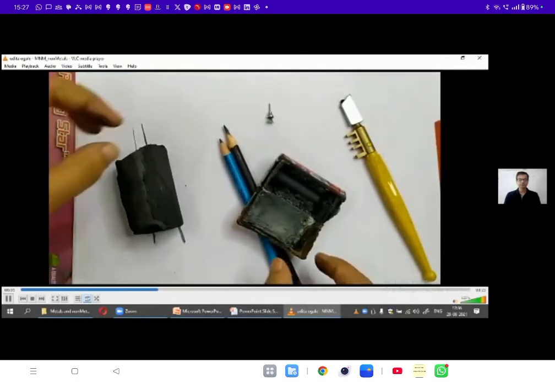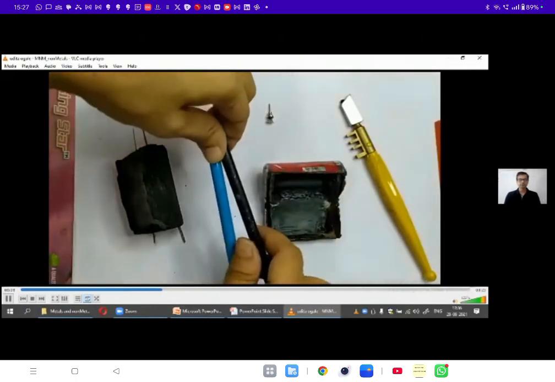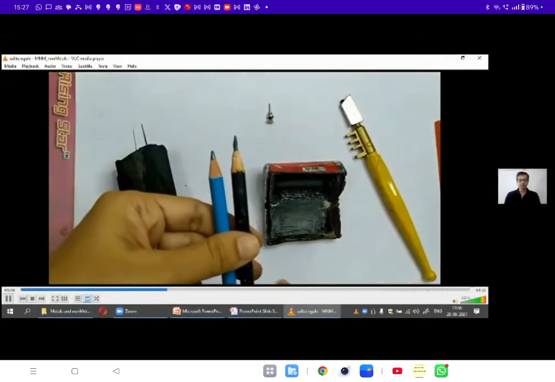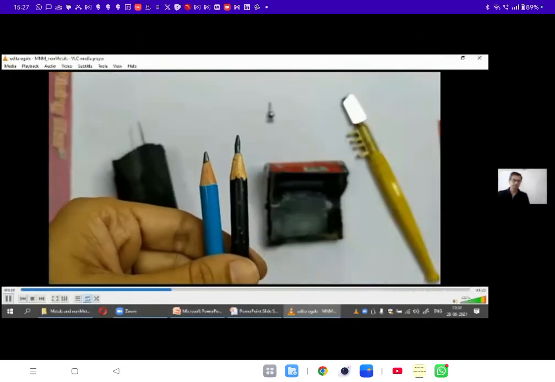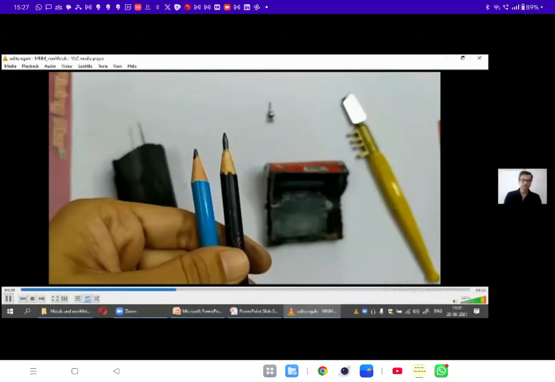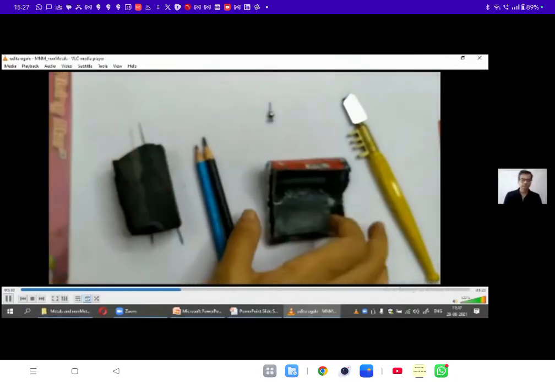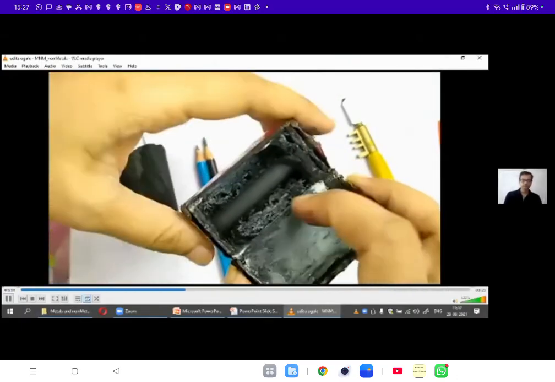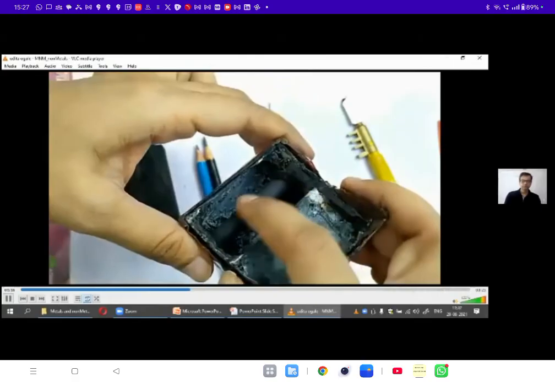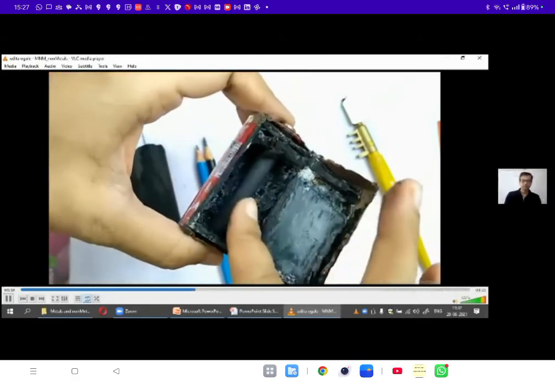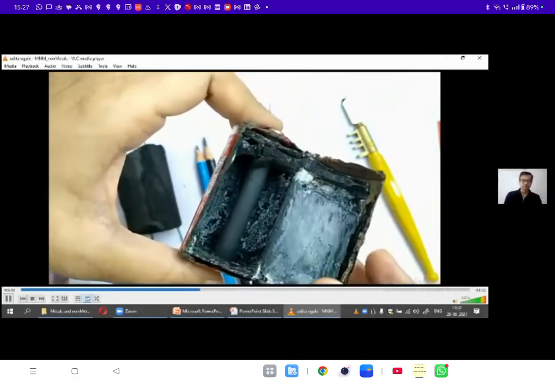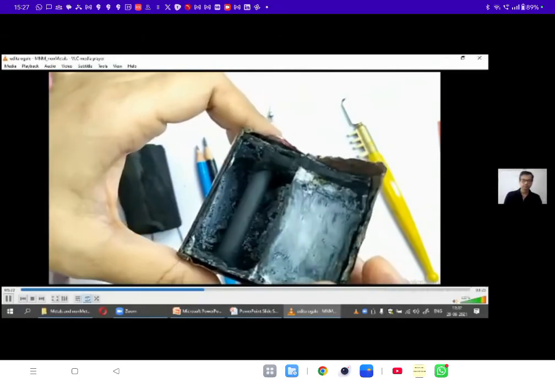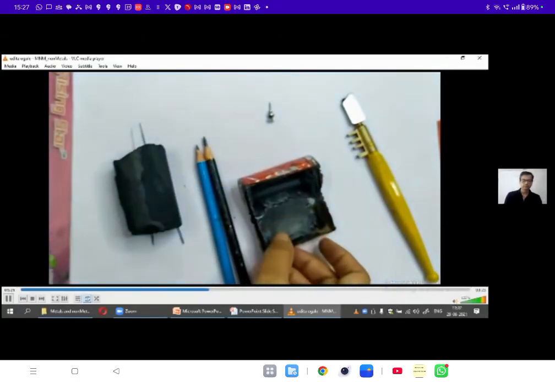Another form of carbon is graphite, which is used in your pencils. The tip of the pencil is made of graphite. Now this graphite is a good conductor of electricity, so it is used in dry cells. This rod is a graphite rod. Generally, metals are good conductors and non-metals are bad conductors of electricity, but graphite is an exception.